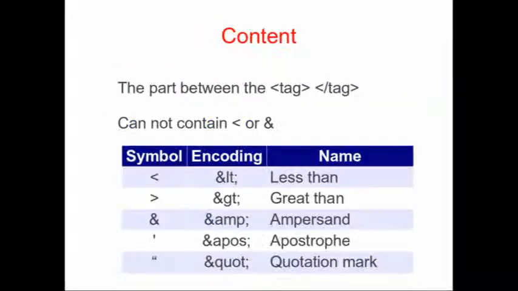Inside the tags we have the content, and there's very little restriction on the content, although it cannot contain a less than sign because that would indicate that it's an opening tag, or an ampersand sign because that's reserved for encoding symbols. If you want to encode some symbols, there are standard definitions. For example, if you would like to include a less than sign within your content of your XML file, you should include an ampersand, LT, and then a semicolon.